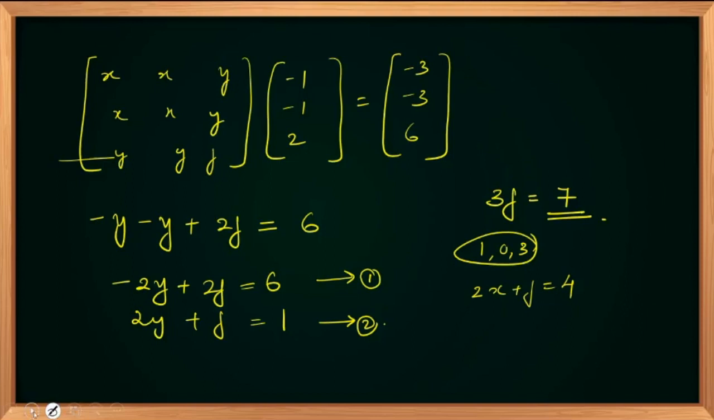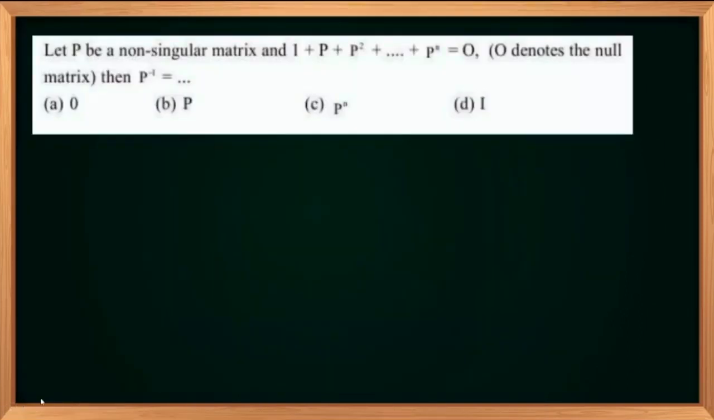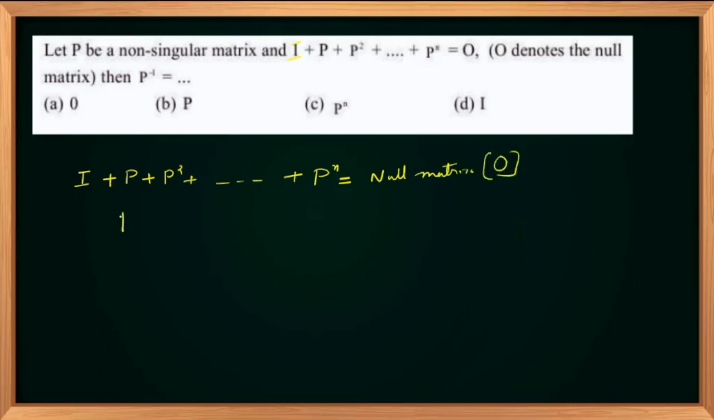Right. So I'm moving to the next question. This is another question. P is a non-singular matrix. This is not actually one, this is I. So the question is, P is a non-singular matrix, which means it is invertible, and I plus P plus P square plus etc. plus P raised to n is equal to the null matrix. Null matrix means 0. Then what is P inverse? The options are 0, P raised to n, and I.